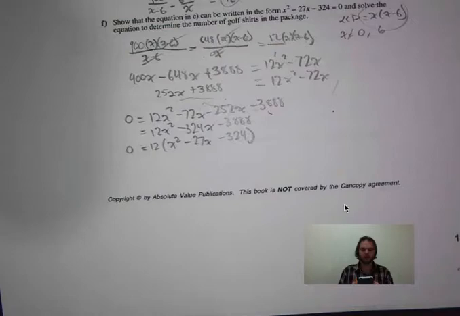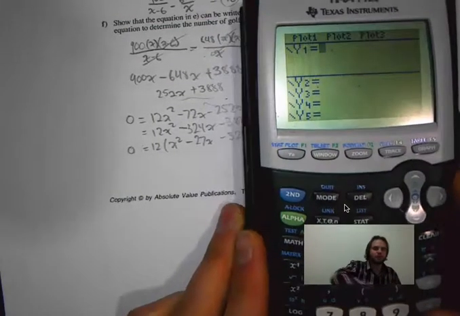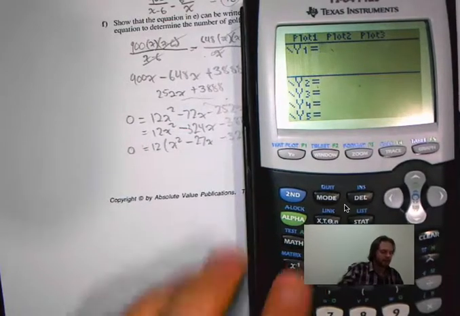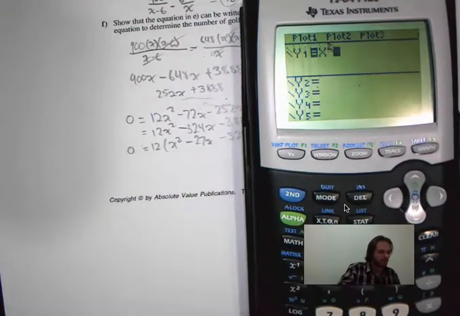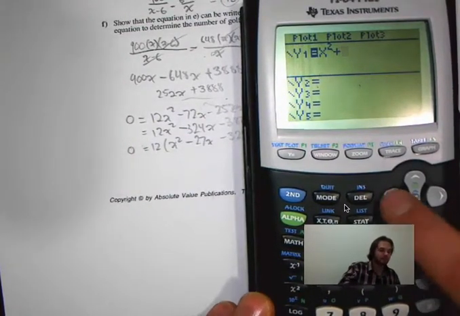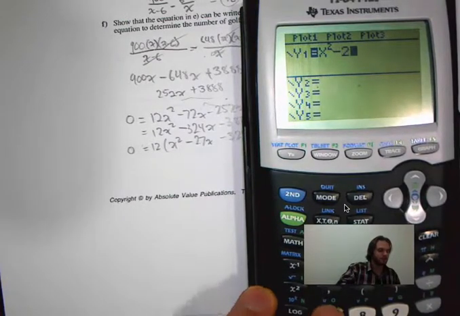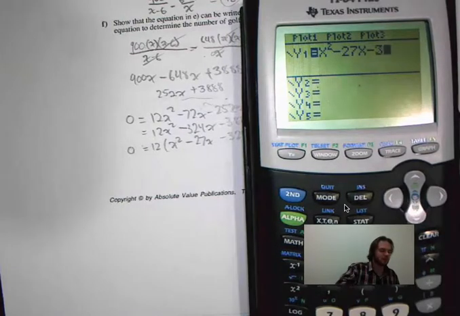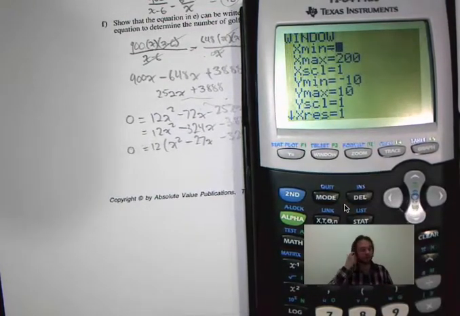Okay, so I'm going to use my graphing calculator. So we're going to put that all in here. So let's take a look. We have x squared, right, plus, oh, it's actually minus 27x minus 324.